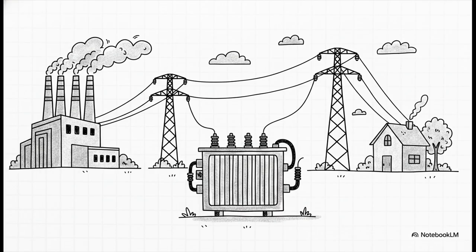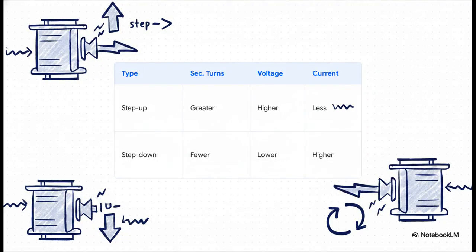The answer is transformers. A transformer basically consists of primary and secondary coils wound around a core. In a step-up transformer, there are more turns in the secondary coil than the primary. This steps the voltage higher but results in less current. Conversely, a step-down transformer has fewer turns in the secondary coil, meaning it outputs lower voltage but higher current. Assuming a well-designed transformer, the power input roughly equals the power output, with efficiencies often exceeding 95%.